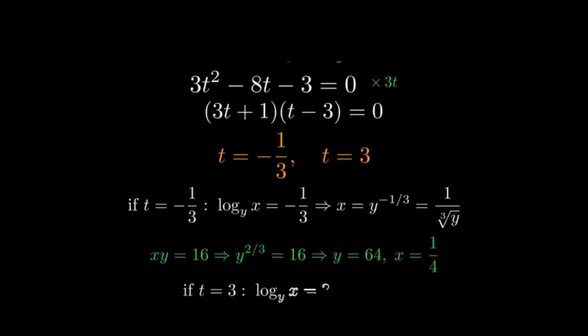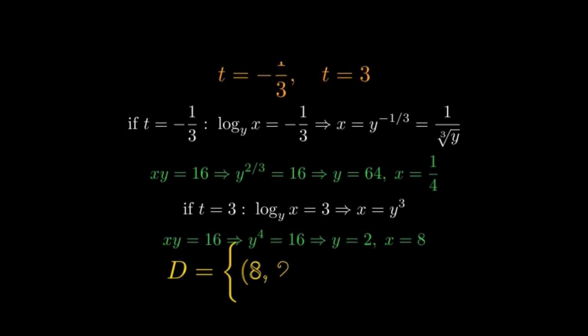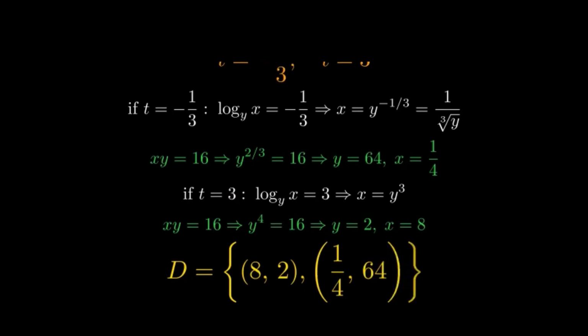Step 7. Second case, t equals 3. Then log base y of x equals 3, so x equals y cubed. Using xy equals 16 gives y to the 4th equals 16. Hence y equals 2 and x equals 8. Final step. Collect both valid solutions. The solution set is the ordered pairs (8, 2) and (1/4, 64).